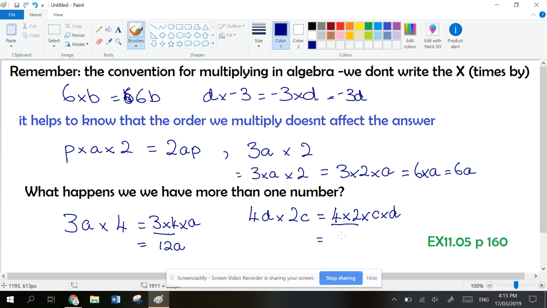4 times 2 is better off writing it as 8. We don't need to write the times c and the times d, although I did just then. We can just write 4cd, which means times and times. So for 8 times c times d, we're just writing it with the number first. Put the numbers together if you can, times c times d.